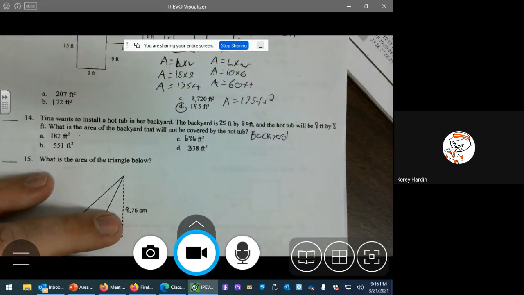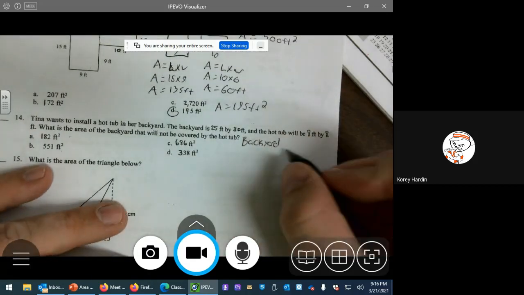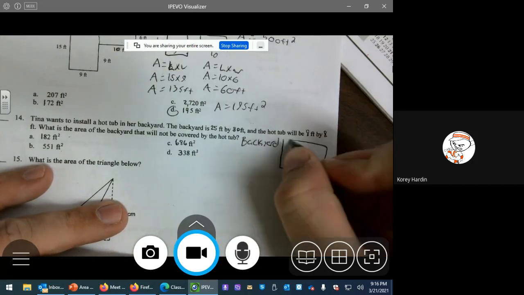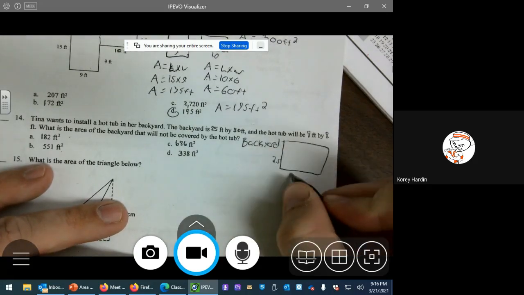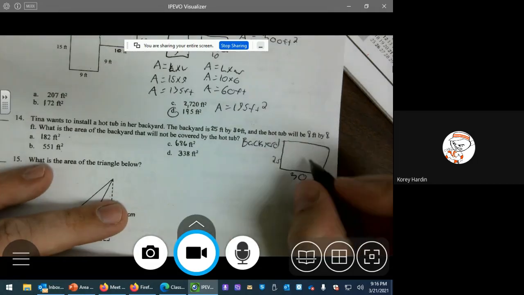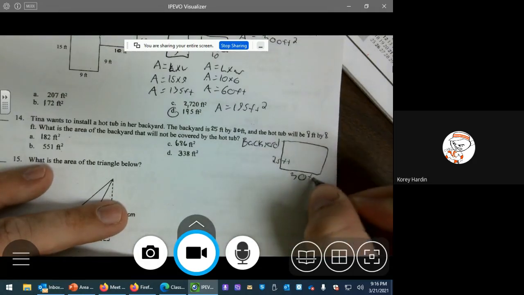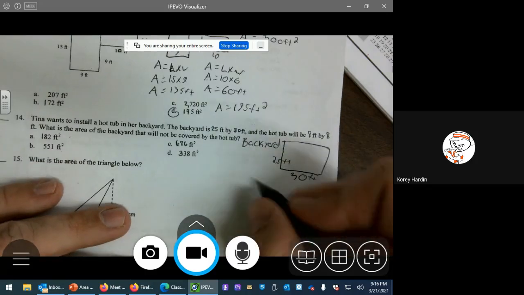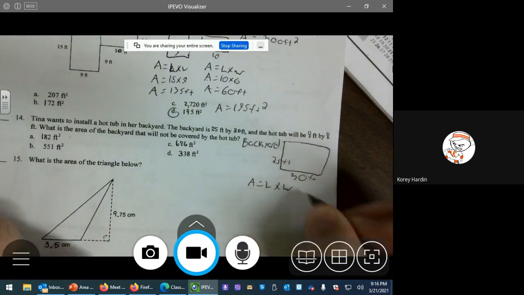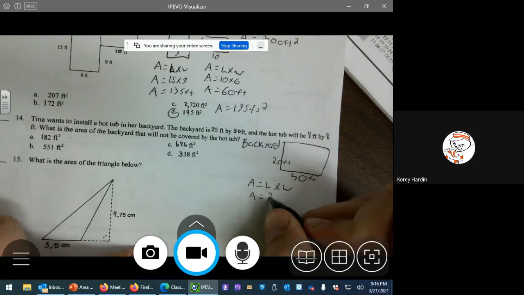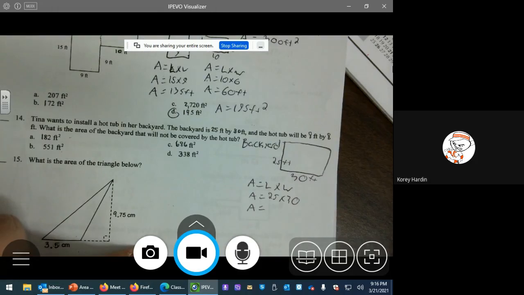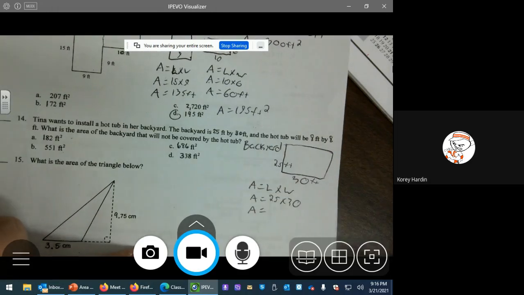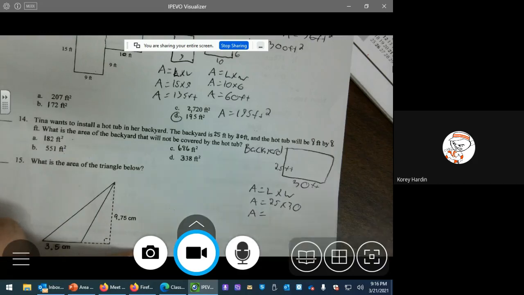when you're working a problem like this, it's good to label everything, okay? Backyard, the big shape, it's square, so it's going to be 25 by 30, or sorry, it's not square, it's rectangle. So 25 by 30. Okay, so I've got area equals length times width. Area equals 25 times 30. There we go. It's 750.